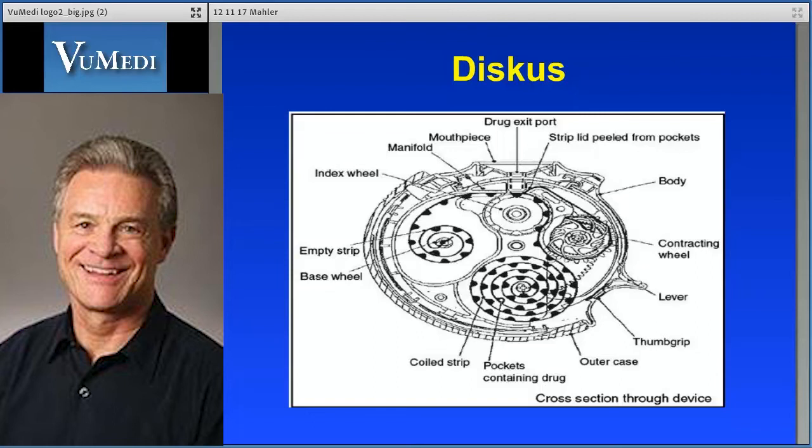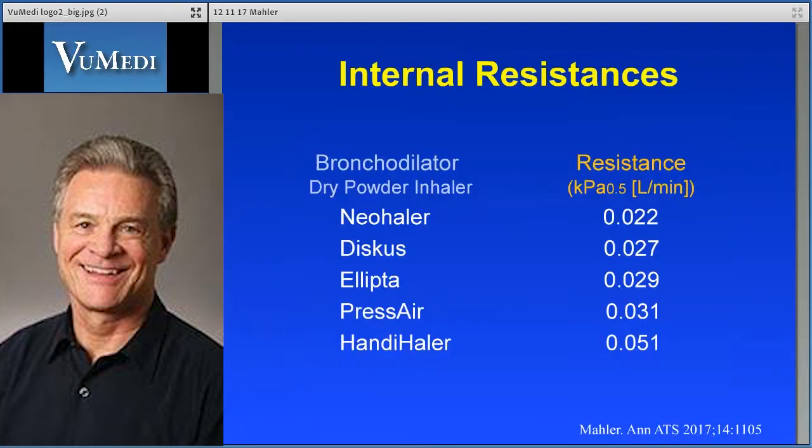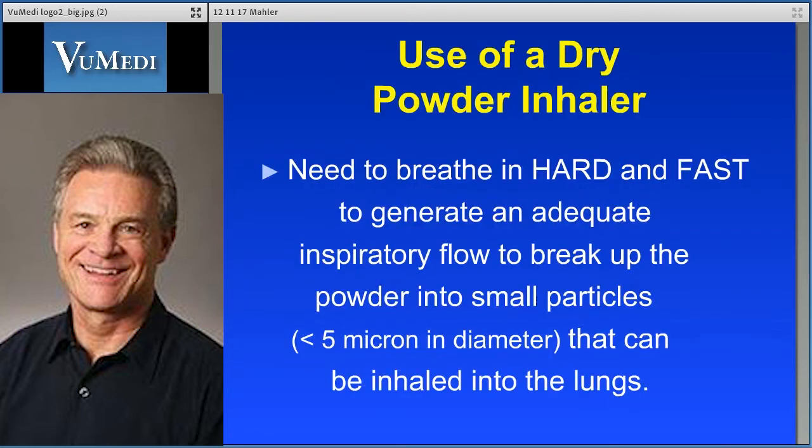This slide shows the different internal resistances of the 5 dry powder inhaler devices. The NeoHaler has the lowest internal resistance. The HandiHaler has the highest internal resistance. To use a dry powder inhaler, the individual needs to breathe in hard and fast to generate an adequate inspiratory flow to break up the powder into small particles, less than 5 micron in diameter, that can be inhaled into the lungs.